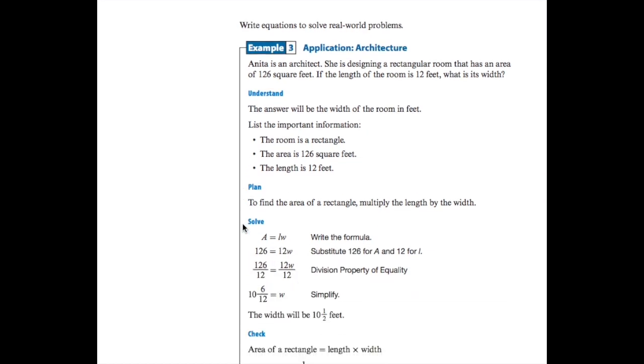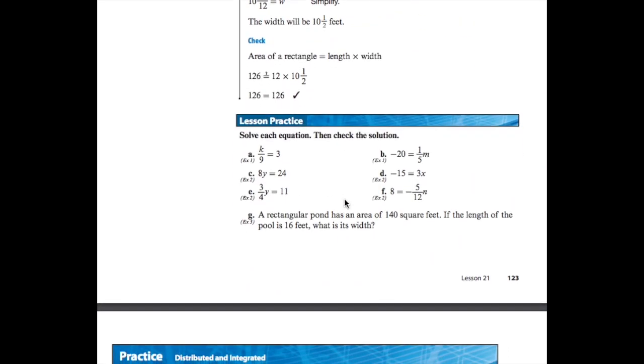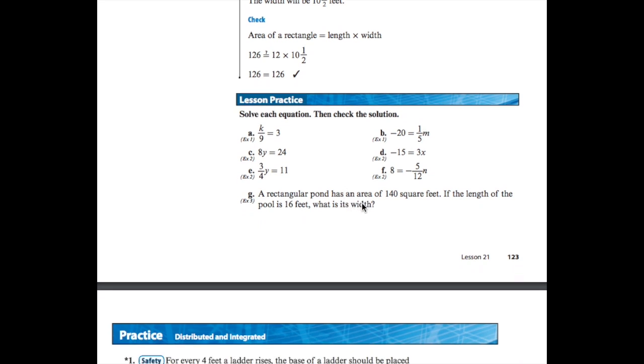In our application, it talks about and uses a word problem to set up a formula, and then you have to solve for what you don't know in that formula using the properties of equality and solving for that missing variable. Let's take a look at our lesson practice problems because they are going to show us how we can master this skill of using the division property of equality and multiplication property of equality to solve. These are called one-step equations. You're using one operation to get that variable all by itself.